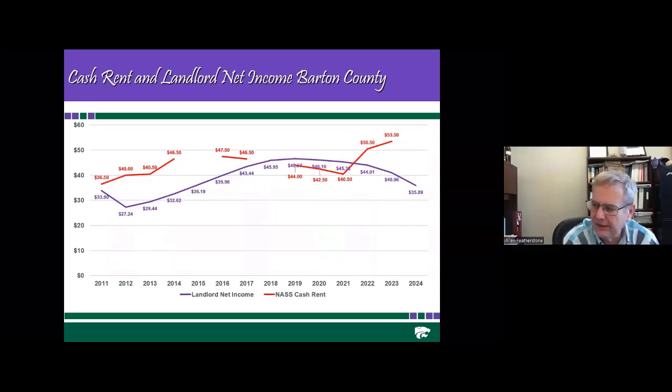This next slide basically looks at comparing the landlord net income for Barton County with the cash rents. From 2011 to 2024, these were the landlord net incomes that were calculated. Again, you can still see the gaps when data wasn't available. And you can see that there are times where the landlord net income ends up being less than the cash rent. And then there's times, for example, 2019, 2020, and 2021, where the landlord net income is greater than the cash rent.